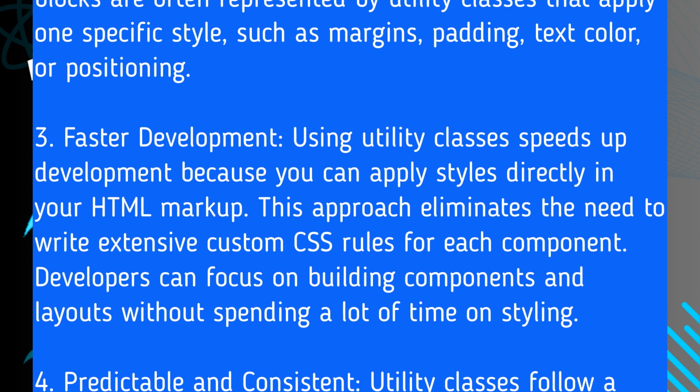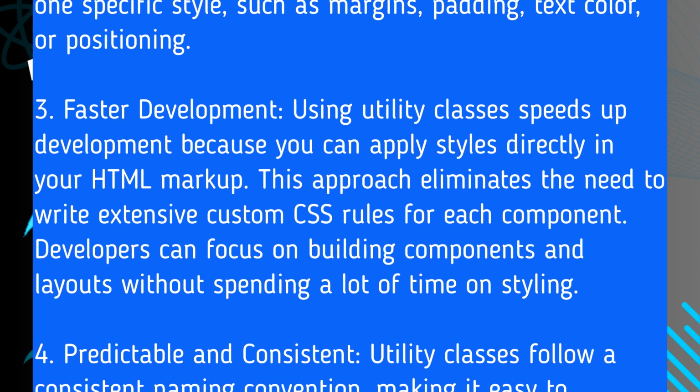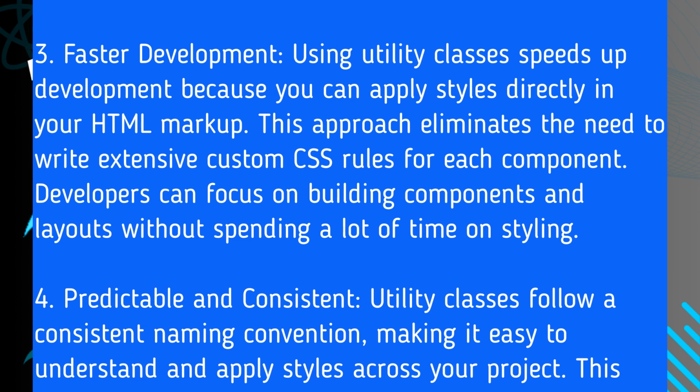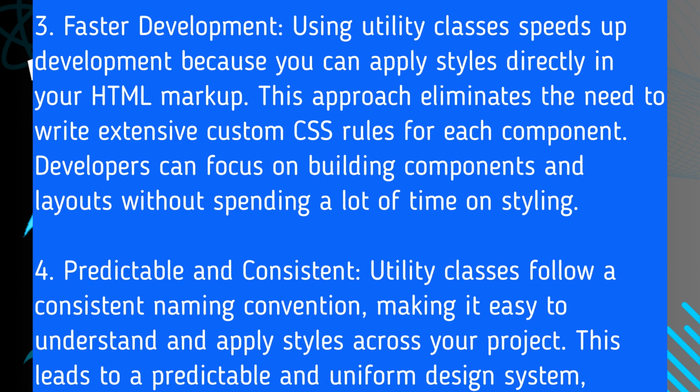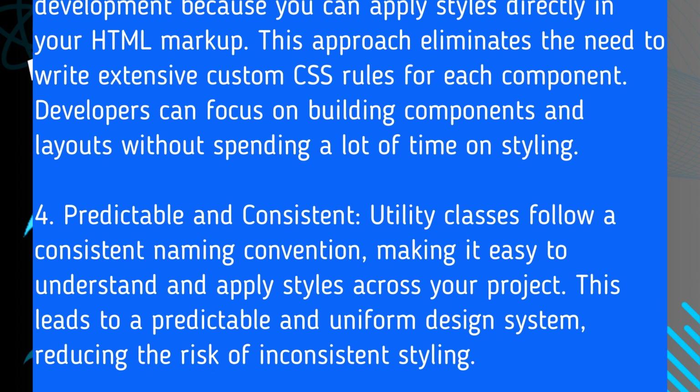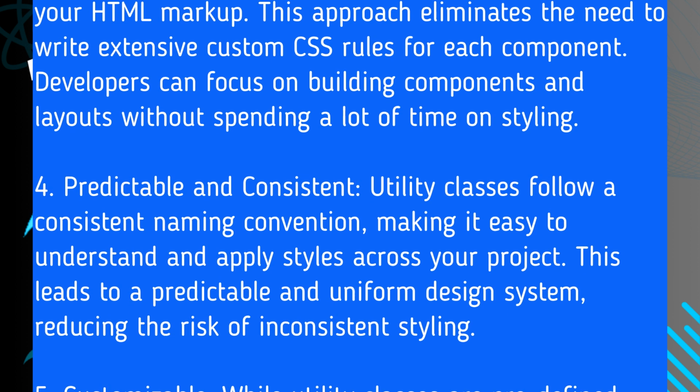4. Predictable and consistent. Utility classes follow a consistent naming convention, making it easy to understand and apply styles across your project. This leads to a predictable and uniform design system, reducing the risk of inconsistent styling.